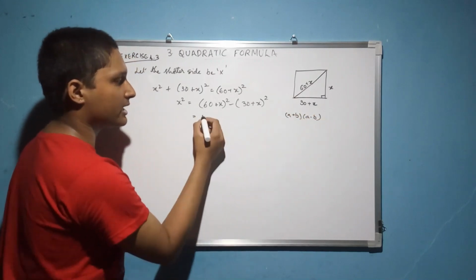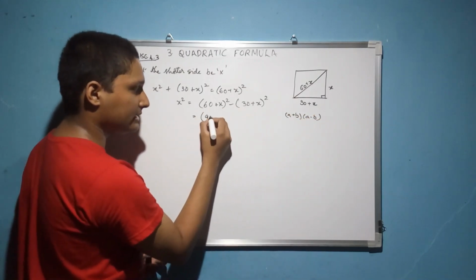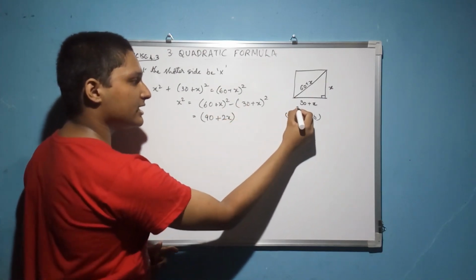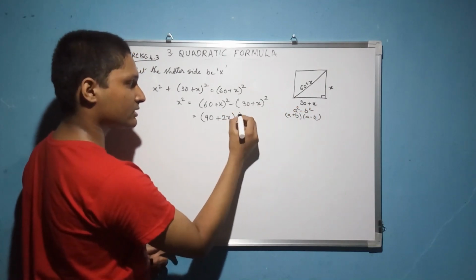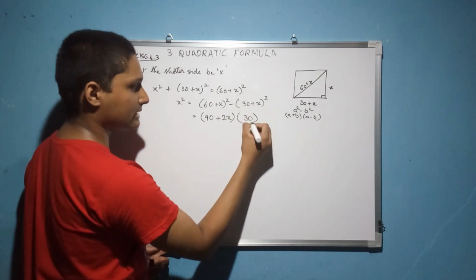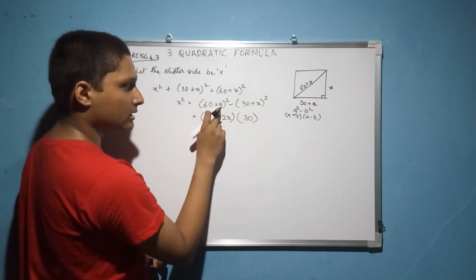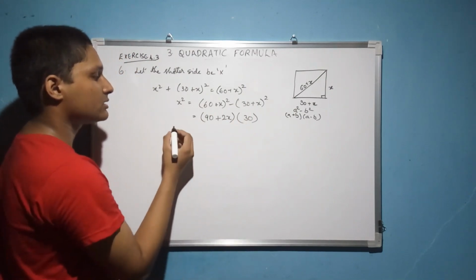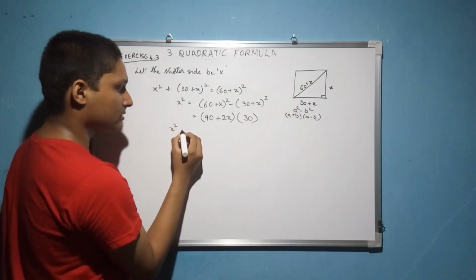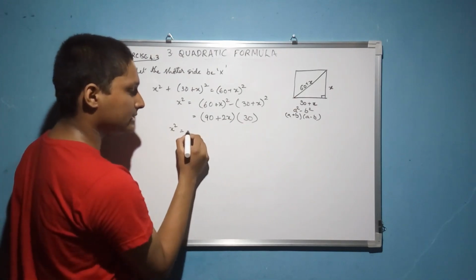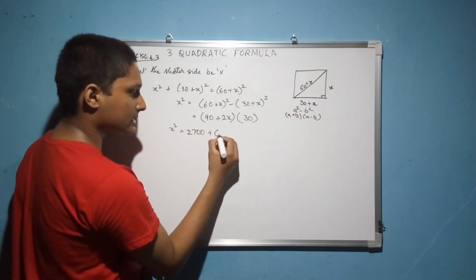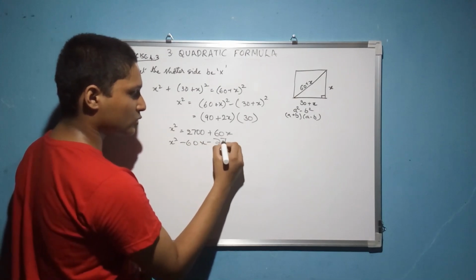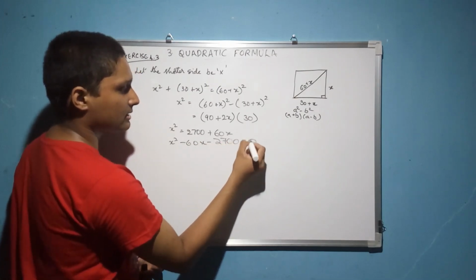What is a plus b here? A plus b is 60 plus 30, which is 90. Then you have x plus x, which is 2x. That is a plus b. Then a minus b is going to be 60 minus 30, which is 30 here. Then you have x minus x, that is 0. Therefore only 30 is remaining. So you can write x square is equal to 90 into 30, which is 2700, plus 60x. So I can write it as x square minus 60x minus 2700 is equal to 0.